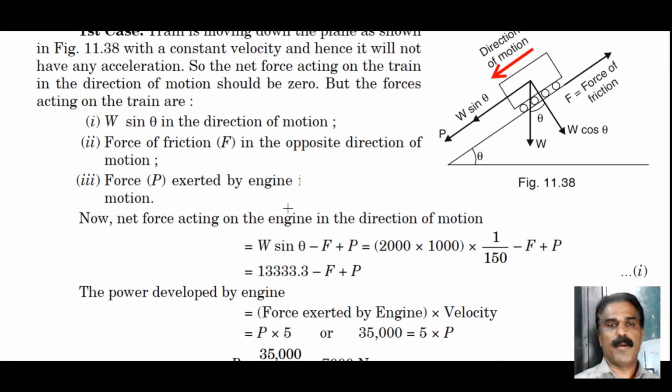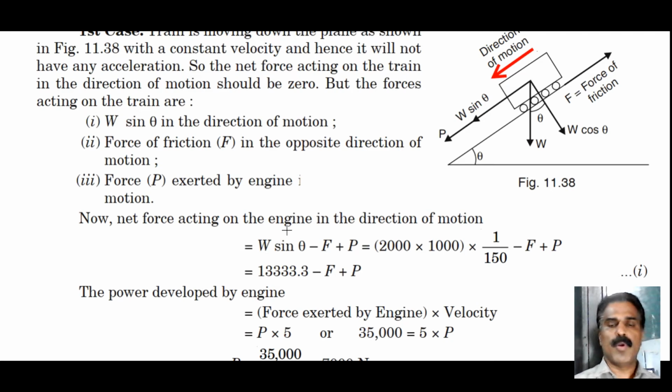In the direction of motion, by the engine. Now, the net force acting on the engine in the direction of motion. What will be the net force acting in the direction of motion? Net force on the train: the direction of motion is downwards, therefore parallel to the direction P, W sin theta and F are in the same direction, and F is in the opposite direction of motion.